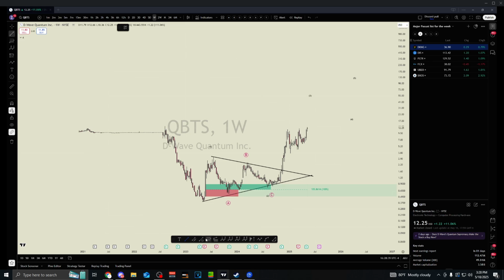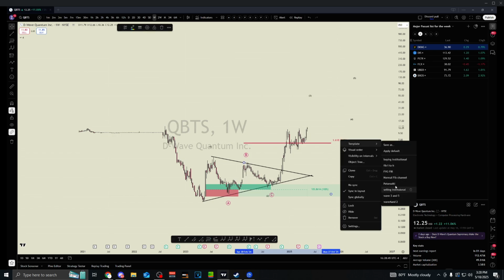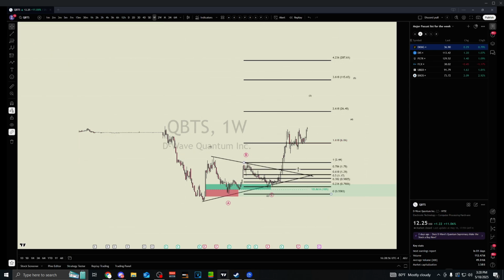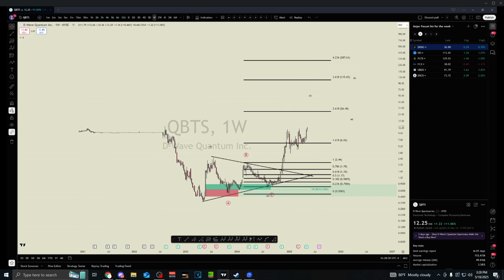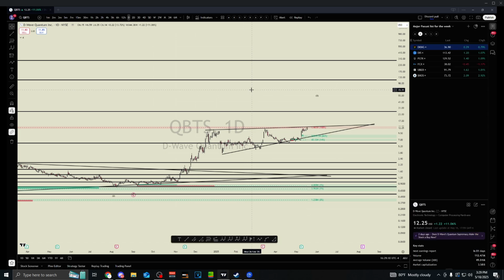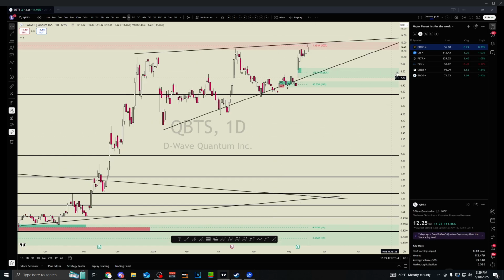So if you take a look and do the fib line right over here, it is well above the 1.618, and it was forming a kind of divergence, and also a pennant for the wave, right? And if you go on a daily, you could clearly see there's a 100% sell off on it.